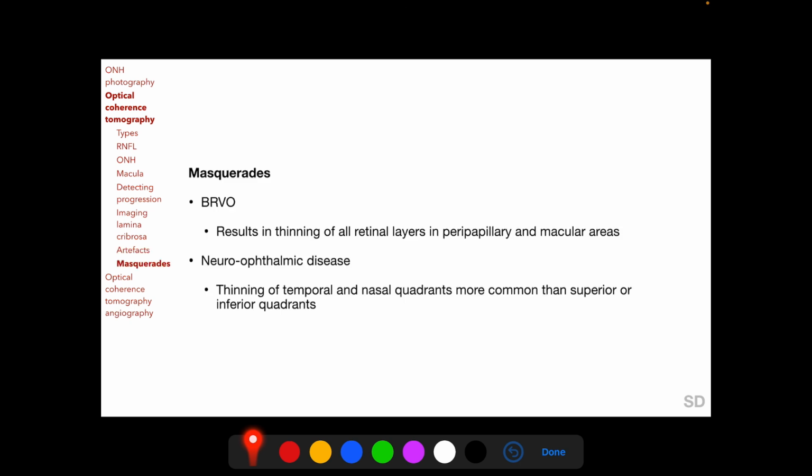Conditions which can demonstrate RNFL thinning mimicking glaucoma include BRVO, but in BRVO there is thinning of all retinal layers and not only the RNFL in both peripapillary and or macular areas in the sector of the fundus affected by venous occlusion. Neuroophthalmic diseases can also demonstrate RNFL thinning, but in this situation, thinning of temporal and nasal quadrants are more common than thinning of superior and inferior quadrants of the retinal nerve fiber layer.